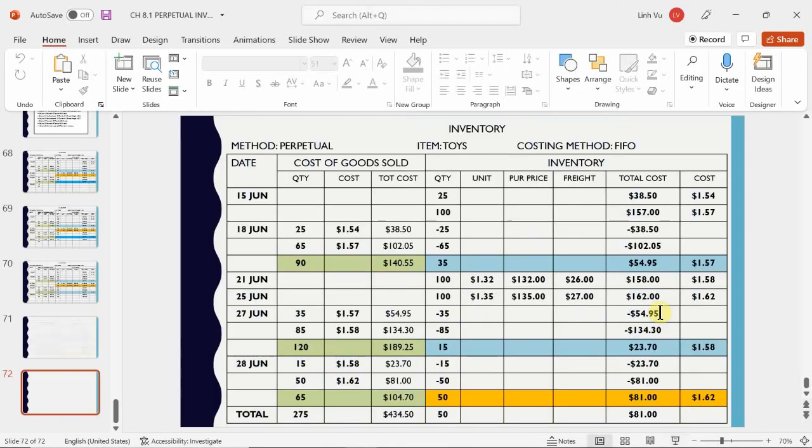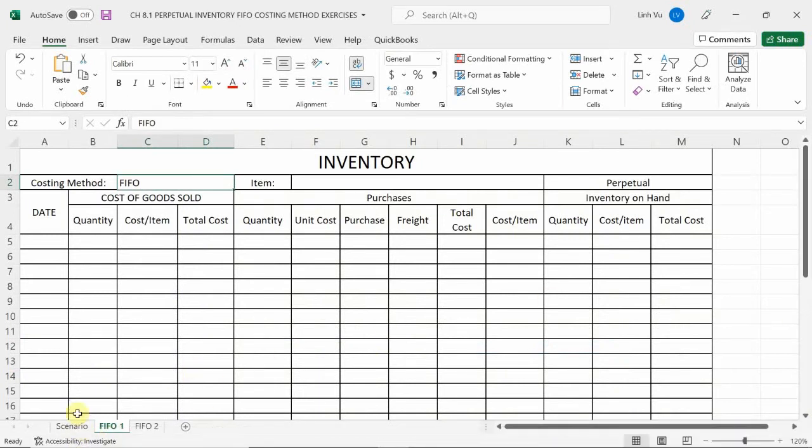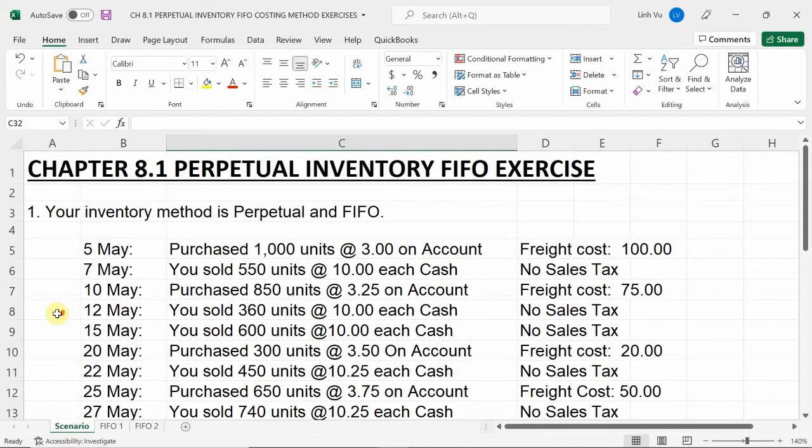So any questions in regards to 8.1? We're actually going to go ahead and dive into the exercise right now so we can get the concept down. All right, any questions? Okay, no questions? Okay, so let's go ahead and get started. So here you go, chapter 8.1, Perpetual Inventory FIFO exercise.